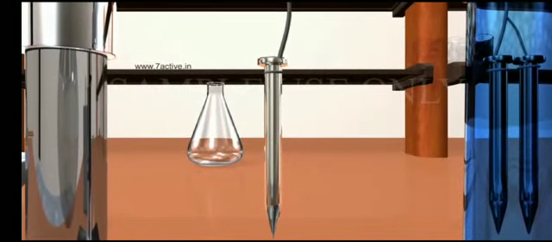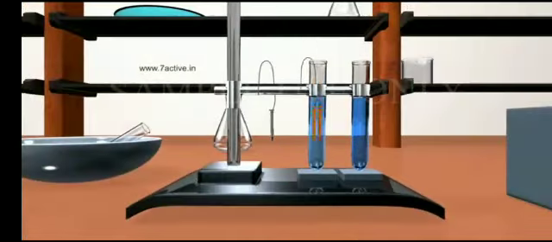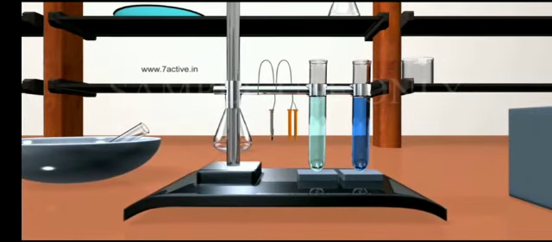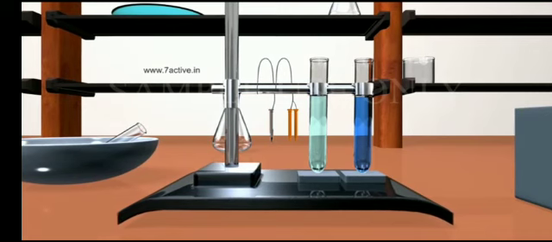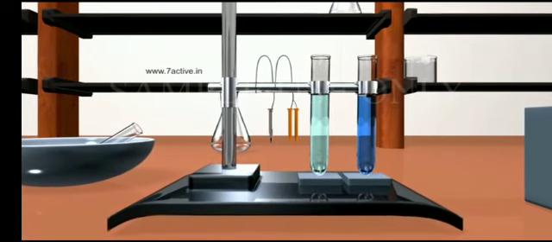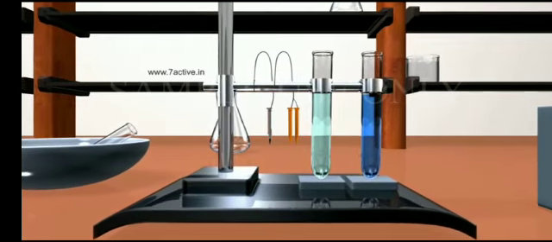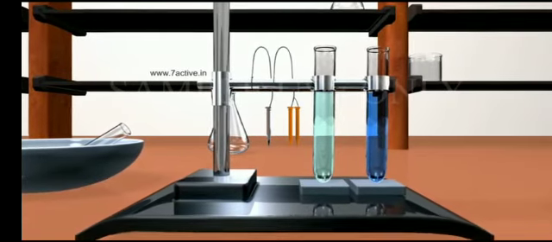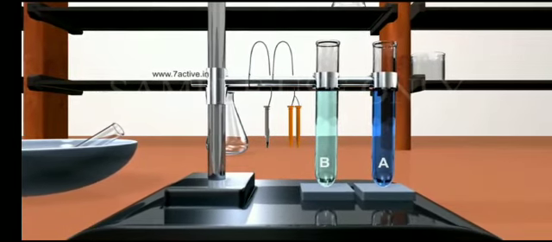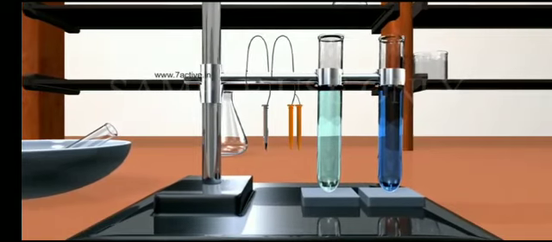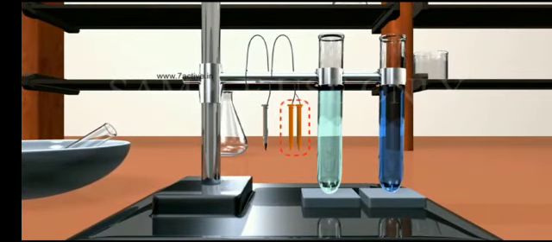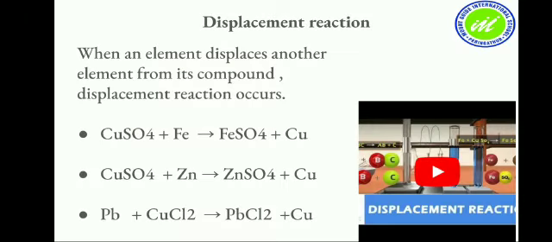See the iron nail: earlier it is silvery gray in color, as it is cleansed properly. After the reaction, see the change. The silvery grey iron nail has become reddish brown, and the blue copper sulfate solution has turned to a green solution. It is because of the formation of iron sulfate, the first reaction we have discussed. So this is what we call a displacement reaction. The iron nail has become coated with reddish brown copper.